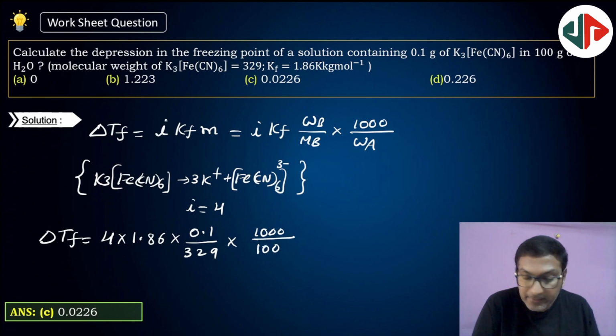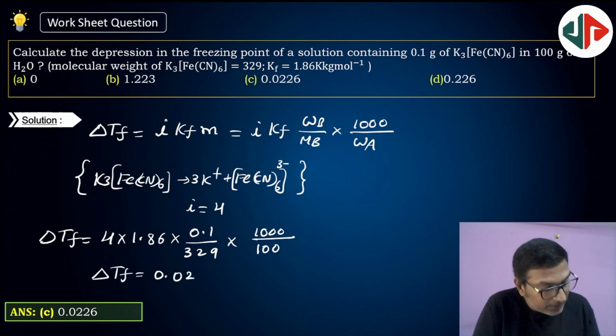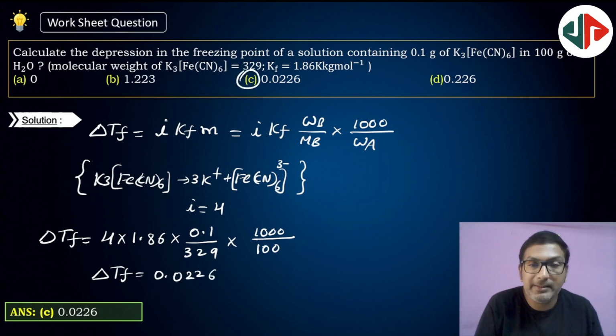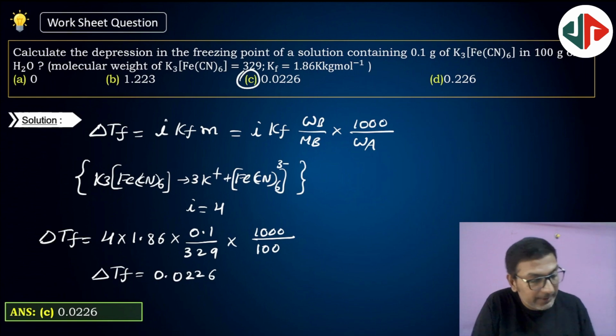So from this we'll get ΔTf equal to 0.0226. Option C. So kelvins or degrees centigrade we can say. Next.